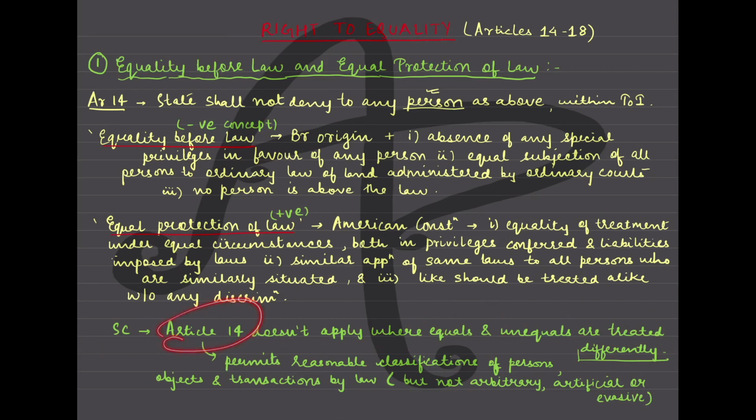And therefore Article 14 permits reasonable classification, because you will have that idea of differential treatment. If you remember, we have talked about it. To assure equality, you need differential treatment to certain groups and therefore certain reasonable classification. So if the state is making any classification of person, object, transaction, etc., that has to be reasonable and it should not be arbitrary, artificial or evasive. ठीक है. Arbitrary, random नहीं होना चाहिए. Artificial, there has to be some reason behind it. And evasive, like just you are skipping something, ऐसा नहीं होना चाहिए.